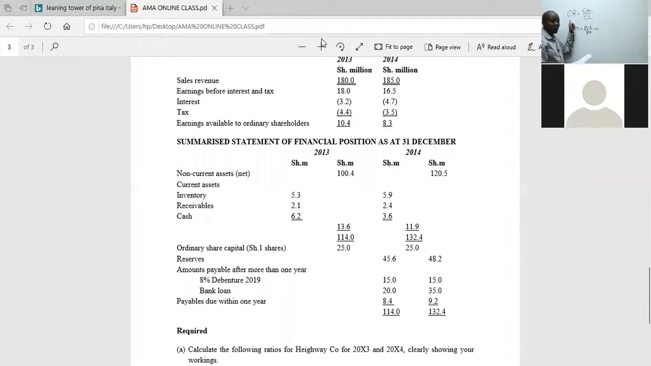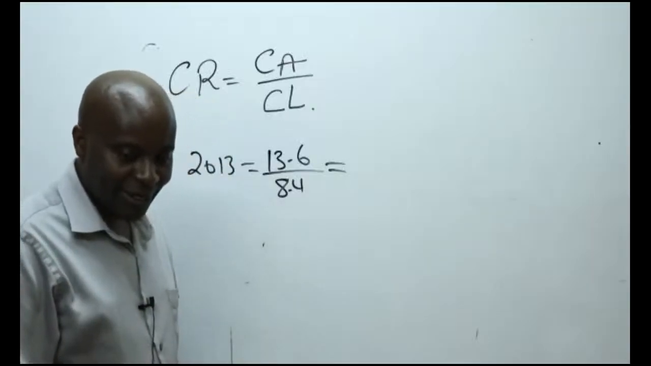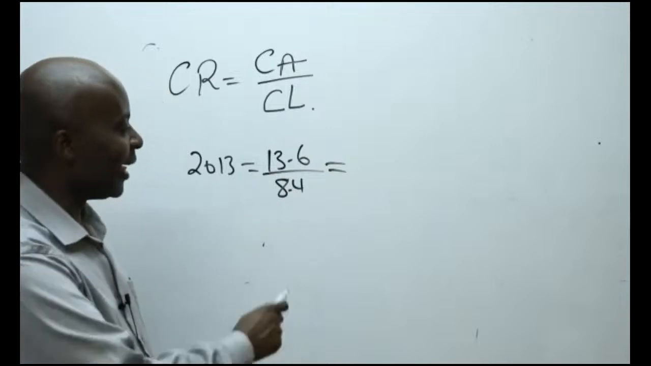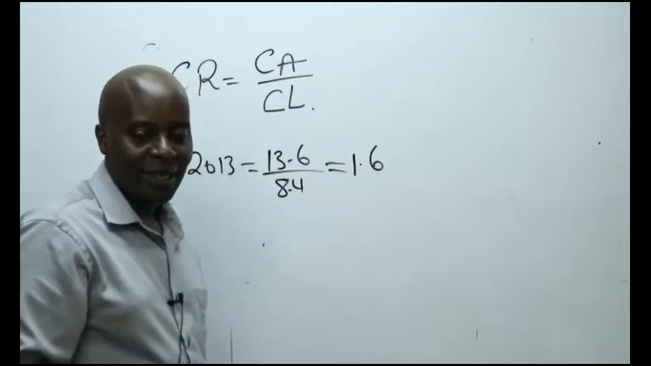So please give me the current ratio. CR stands for current ratio. So current assets over current liabilities, what do we have here? Somebody? I'm waiting to get your answers very fast. Most of them are getting it. The first one was 1.6. Yeah, thank you very much.